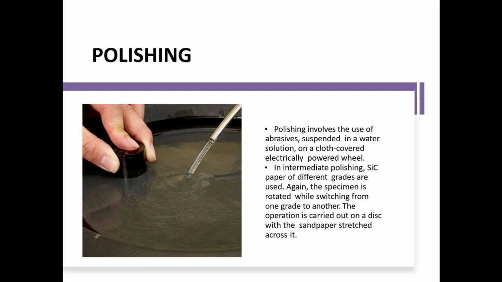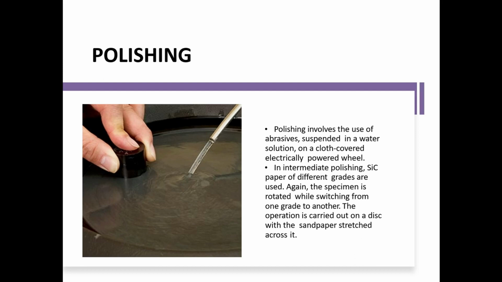The next step is polishing. Polishing involves the use of abrasive suspended in water solution or cloth covered electrically powered wheel. In intermediate polishing, silicon carbide paper of different grades are used. Again, the specimen is rotated while swinging from one grade to another grade. The operation is carried out on a disc with a sandpaper stretched across it.